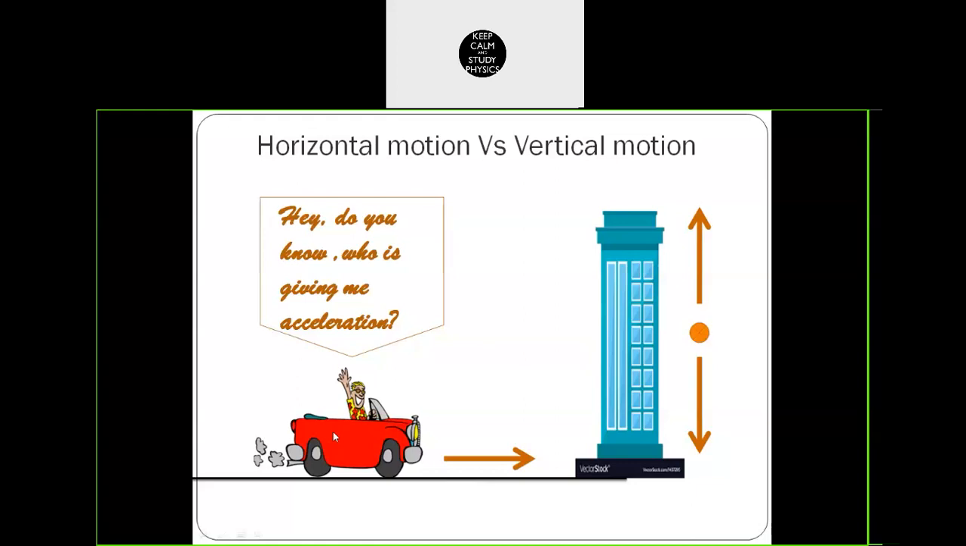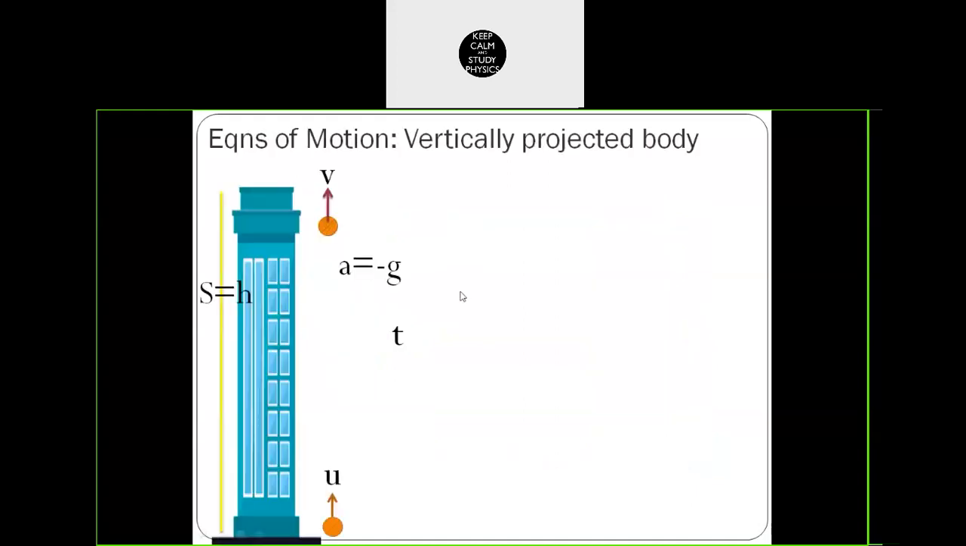So this is the important difference between horizontal motion and vertical motion, right? In case of vertical motion, the acceleration is constant because it is given by gravitational force. But in case of horizontal motion, the acceleration is not constant. It depends on the situation, on the capacity of the engine, on the capacity of the person, right? So this is the important difference.